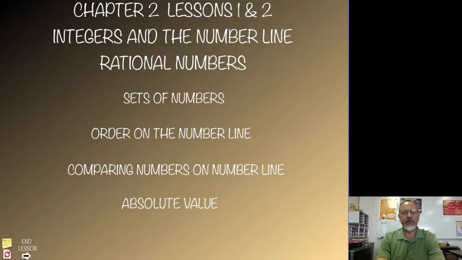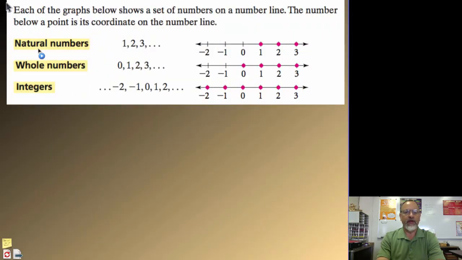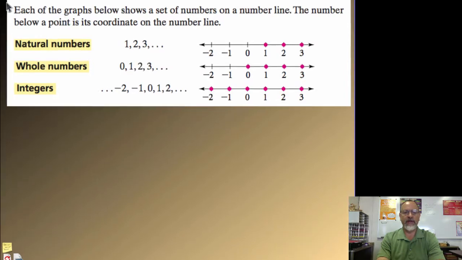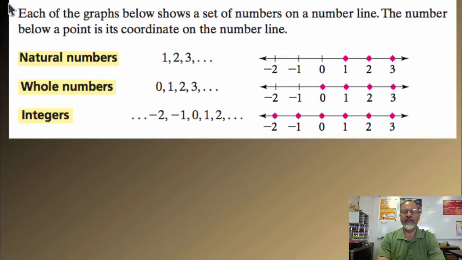Algebra Chapter 2, and we're looking at Lessons 1 and 2. We've looked at sets of numbers. Now let's look at how we put those numbers on the number line. Each of the graphs below shows a set of numbers on the number line. The number below the point is its coordinate. Alright, so it's very important. The number below the point is what we call the coordinate of the number, or the coordinate of the point.